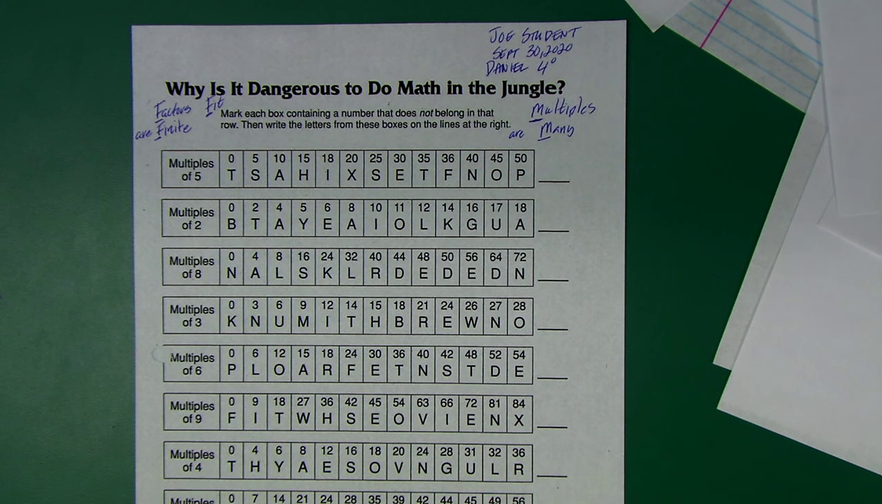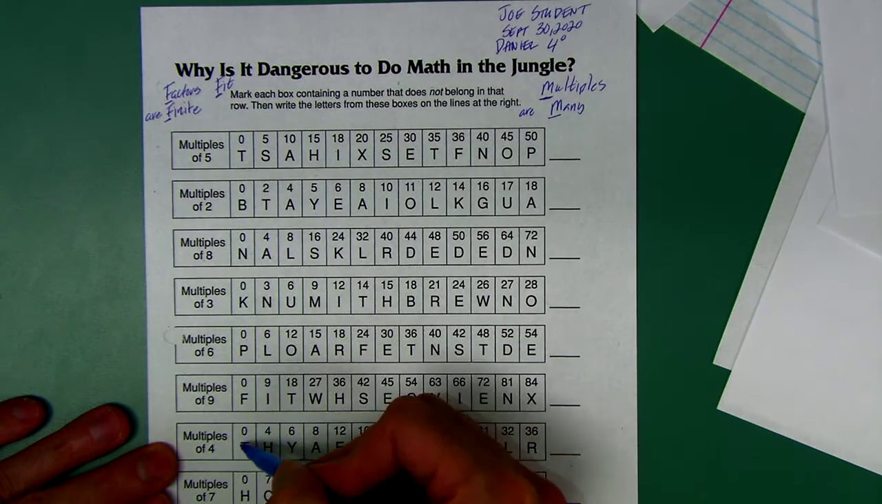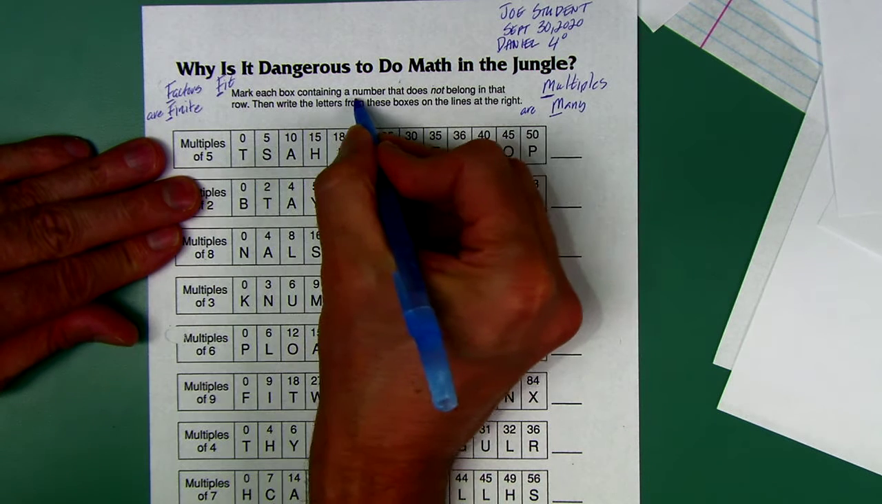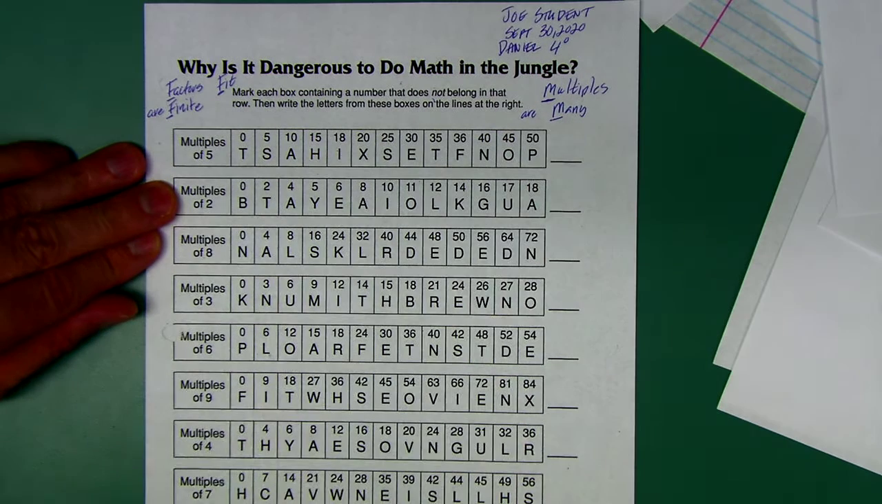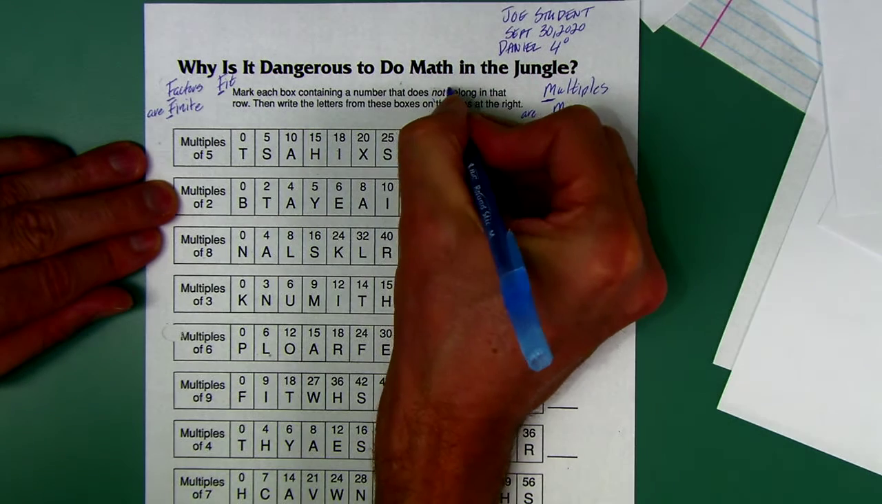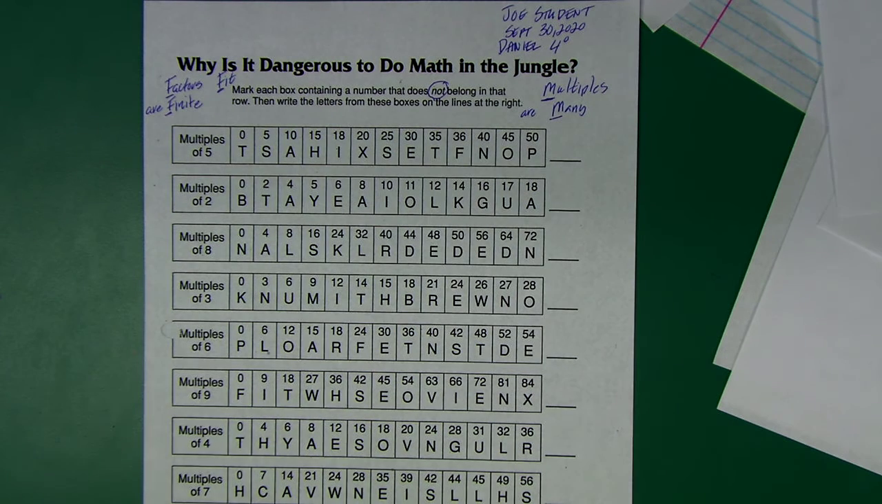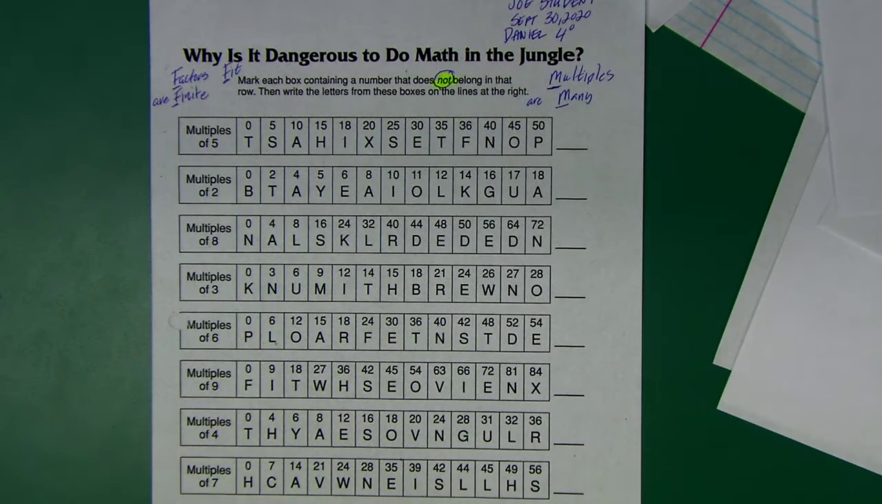All of these numbers, when you multiply by 0, equals 0. So 0 will be a multiple of every single number. But what I'm supposed to do is mark each box containing a number that does not. That word right there is leaning a little bit. It's called italics. It's written that way because they want you to notice it. If you are doing your paper with a pen, circle it. If you're doing it with a pencil, circle it. If you have a highlighter, highlight it. They want that word to stick out.